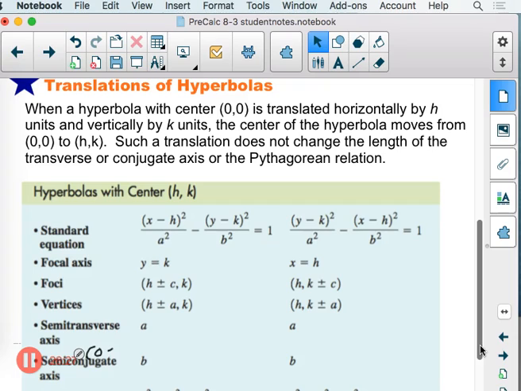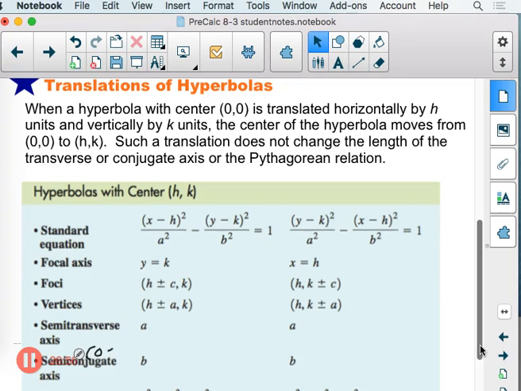Well, we have to move them. You know, good old H and K switch here. So when a hyperbola centered at 0, 0 is translated horizontally by H units, vertically by K units, the center of the hyperbola moves from 0, 0 to H, K. Not a shocker, we've done it before. Such a translation does not change the length of the transverse or the conjugate axis. The placement, well, yeah. I mean, obviously, if we're moving this right and left and up and down.